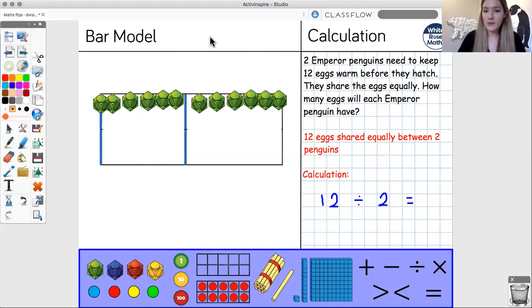Let's count how many eggs each of the penguins will have. So we've got to look at each group. How many eggs are in each of the groups? 1, 2, 3, 4, 5, 6. 1, 2, 3, 4, 5, 6. So we've got 6 eggs in this group and 6 eggs in this group. So that means I can write the answer to the calculation. 12 eggs divided by 2 penguins equals 6. So the penguins will have 6 eggs each. Fantastic work, everybody. Well done if you've completed that or given it a go.